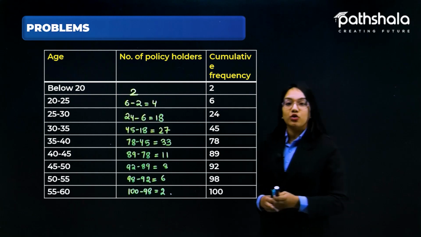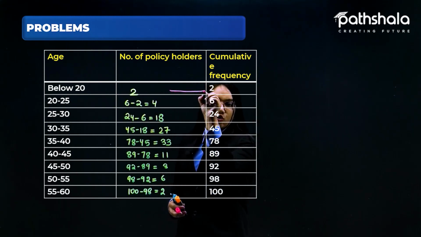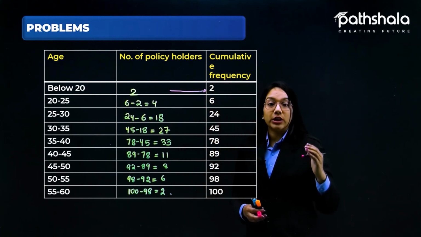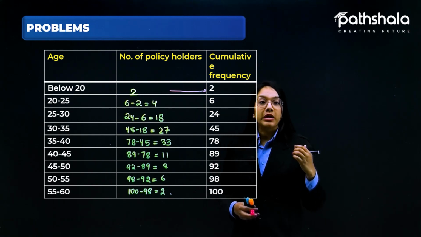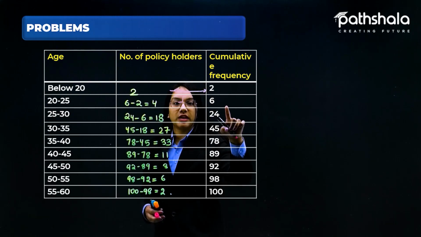What does it mean? First of all, we'll take this 2 as it is. This 2 remains the same. For the next class, we have to take the sum of this class plus the sum of this particular class, meaning 2 plus 4 is equal to 6. This is the cumulative frequency for the second class.